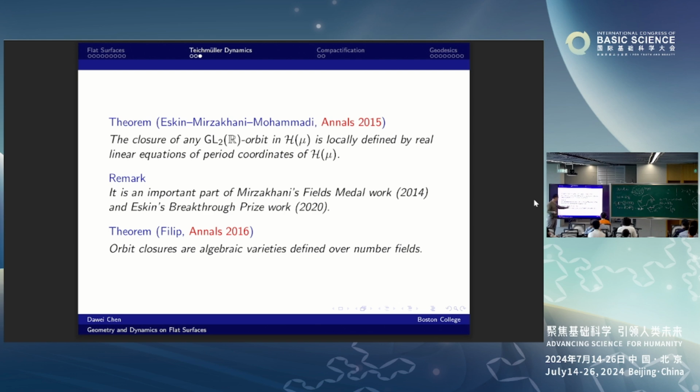So Simion Filip's result reveals a deeper connection from this seemingly analytic and dynamical point of view to something more arithmetic. In other words, all these orbit closures are defined over a number field. They are defined over Q bar. They are algebraic varieties.